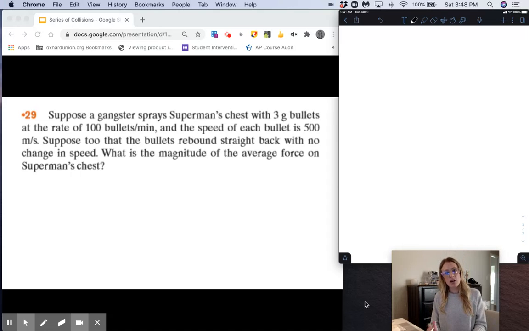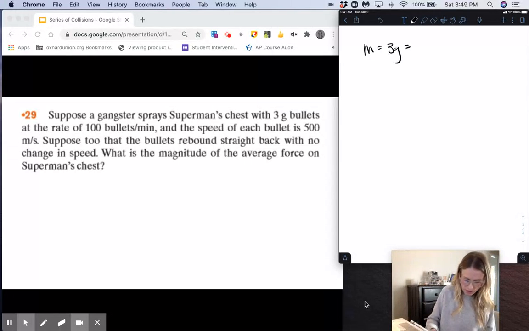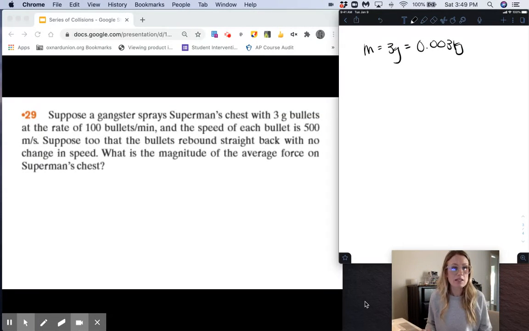So let's write down our givens first. We know that the bullets have a mass of 3 grams, which of course is 3 divided by 1,000, which is 0.003 kilograms. And then it tells us that they're at a rate of 100 bullets per minute. Now that's going to mean something, but I'm just going to write that down for now. And of course, we don't want minutes in physics, we want seconds. So I'm just going to convert that to bullets per second as well.